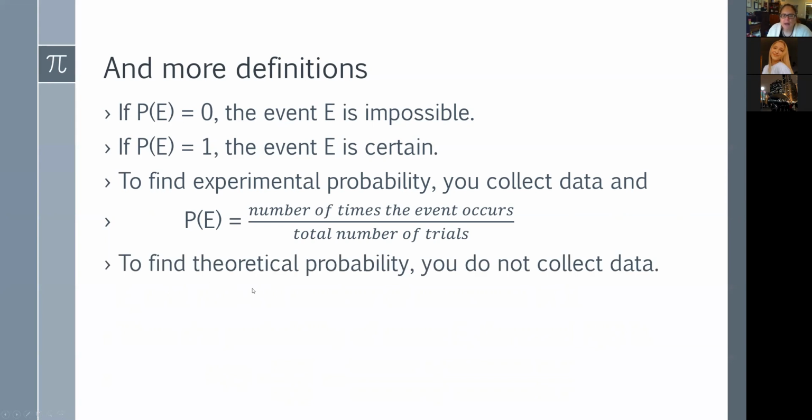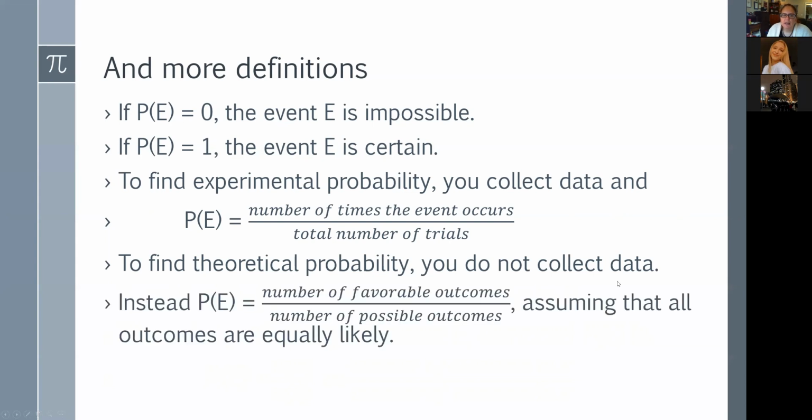To find a theoretical probability, you don't collect data. Instead, the probability is simply the number of favorable outcomes divided by the number of possible outcomes, assuming that all the outcomes are equally likely.